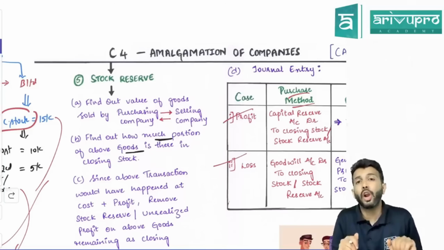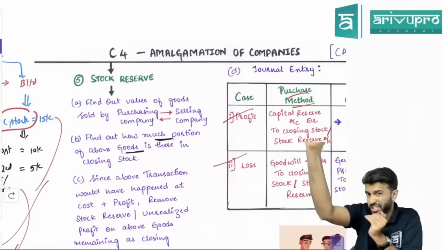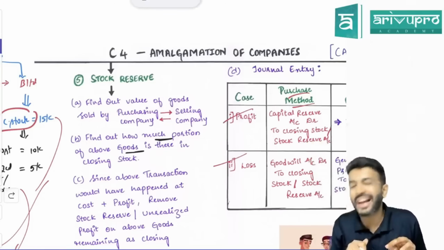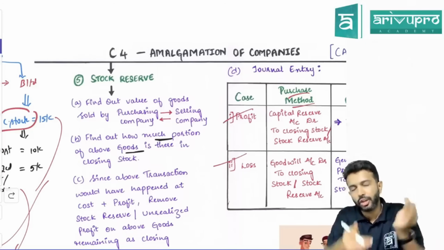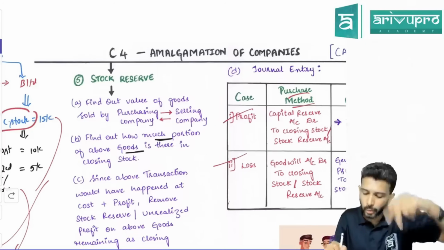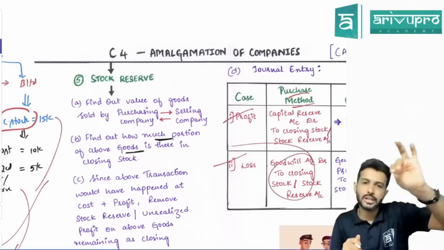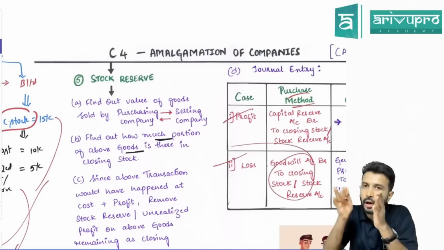It could also be a loss scenario. So if it is a purchase method and you get a loss, what do we call that loss in purchase method? Goodwill. So the entry for stock reserve will be goodwill account debit to stock reserve, or goodwill account debit to closing stock. That is the entry. This is for purchase method.